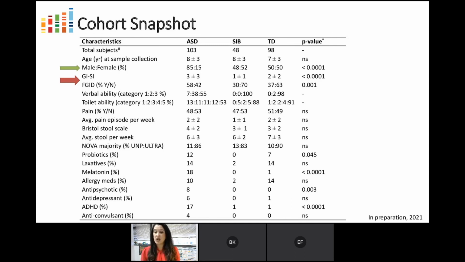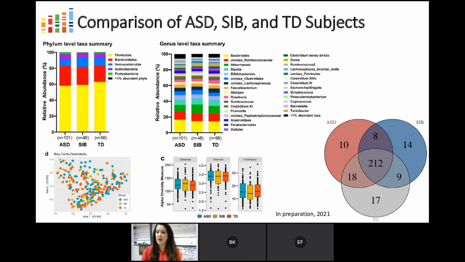But even knowing that there are GI issues across each of these 3 groups, if you look at the GI-SI, which is the GI severity index, and the FGID there at the red arrow, which is the presence of a functional GI disorder, you see there that the ASD cohort still skews toward the more extreme in terms of severity of GI symptoms and presence of functional GI disorders.